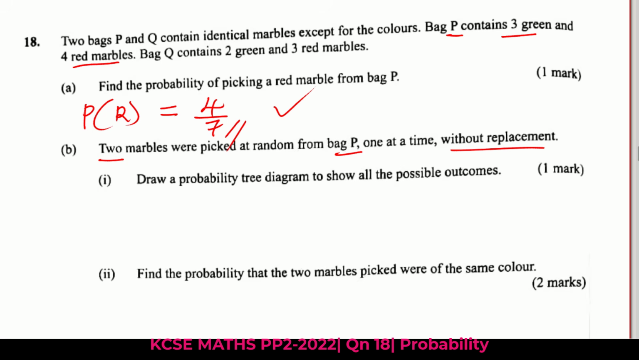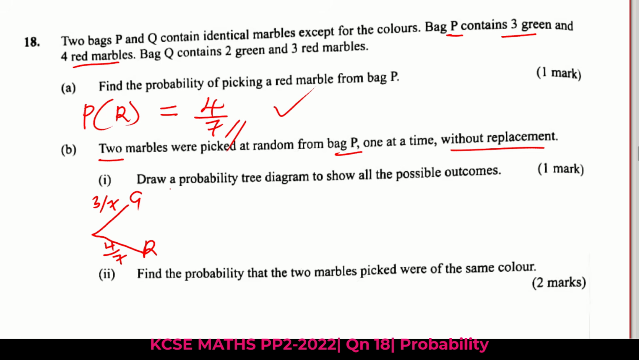So to draw the tree diagram showing the possible outcomes, remember 2 marbles are picked. So the first pick will be represented by that branch. Green, red. What is the probability of picking a green marble? Greens, how many greens are there? There are 3. And the total marbles, 7. Red, there are 4 red marbles. So the probability of picking a red marble will be 4 over the total marbles, 4/7. That is the first pick.